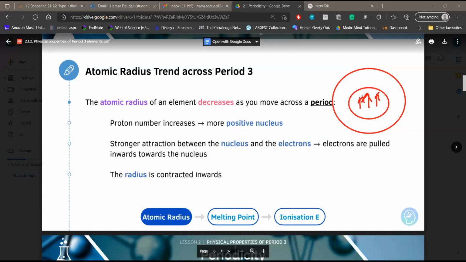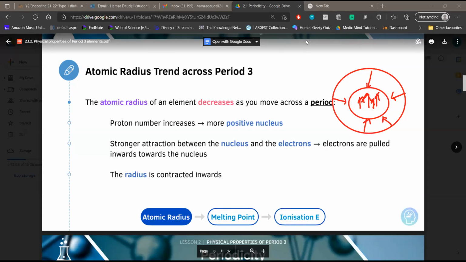The positive charge density increases, the negative charge density also increases. The reason is because your nucleus has become more positively charged, which means that it can pull these electrons towards the nucleus more, which means that everything around it is contracted inwards, so therefore the radius decreases. Does that make sense? Because of that stronger attraction.